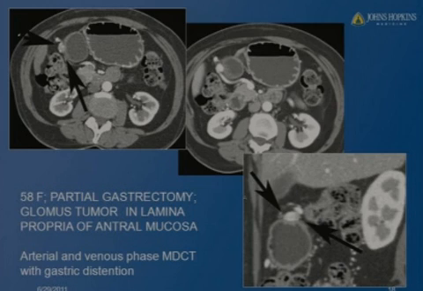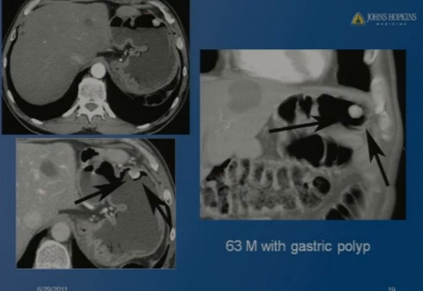And in the upper left image, we see the small submucosal tumor with a speckle of calcification, if you can appreciate that. And it is vividly enhancing, it is submucosal. That was, after partial gastrectomy, a glomus tumor again in the lamina propria of the antral mucosa. This was a 12 millimeter lesion, so if there is not adequate gastric distension, that will be very difficult to see, as opposed to this case.